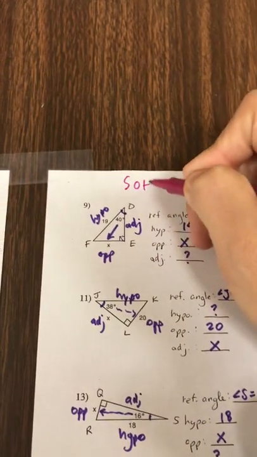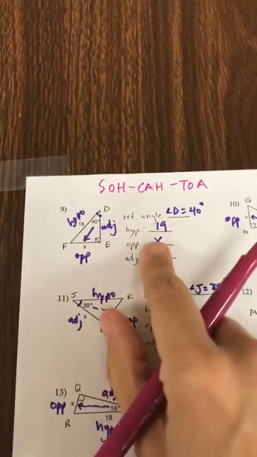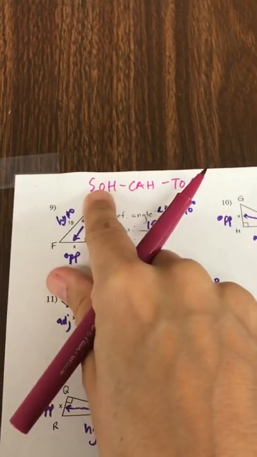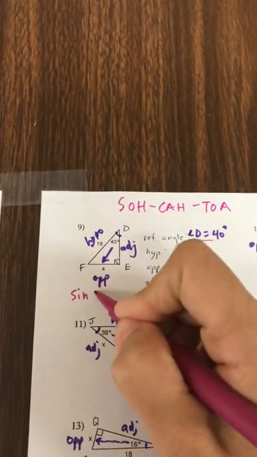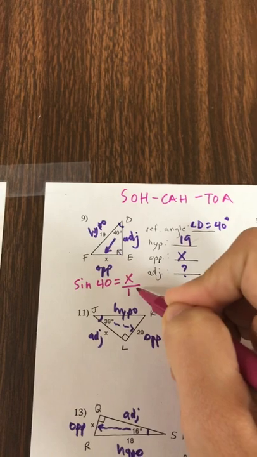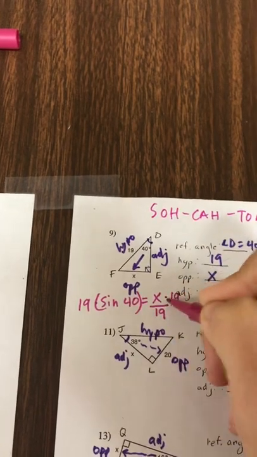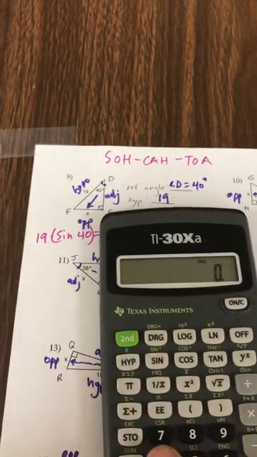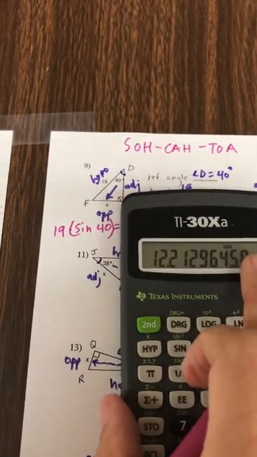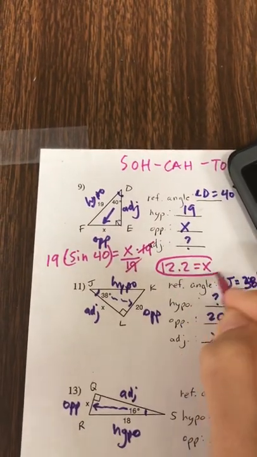So I'll write the labels at the top just to help me identify the trig ratio. So I see that adjacent is missing, so I can't pick this or that. I got to pick sine. So the sine of 40 degrees is opposite over hypotenuse. Opposite is x, hypotenuse is 19. Now we can solve, multiplying both sides by 19, and this one's an easy one to put in. So the sine of 40 is this decimal, and we're going to multiply by 19 and round to the nearest tenth. So 12.2 is x.